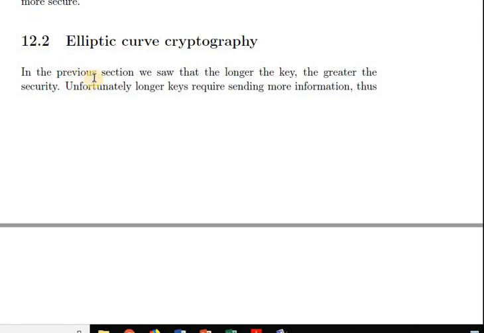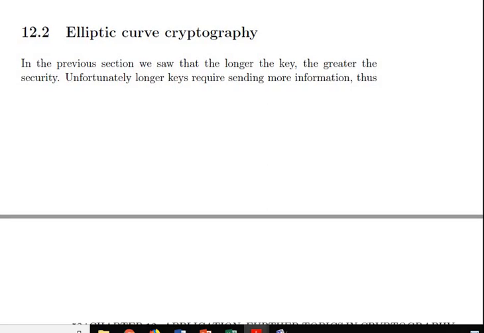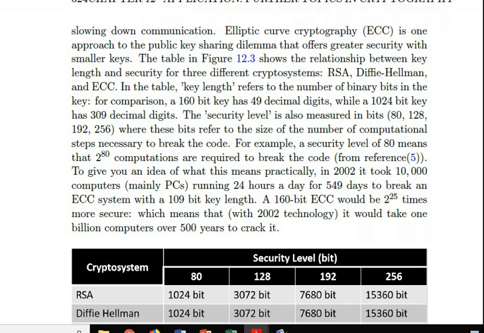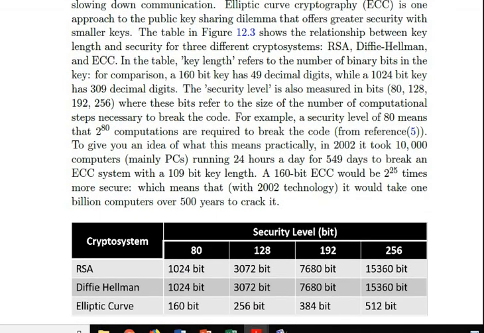Okay, so we've seen in our discussion of cryptography that more security requires longer keys. But as it points out here, longer keys means sending more information, and information costs money. In the communications industry, this is called bandwidth. You can see here that for different levels of security, you need to send more and more information.